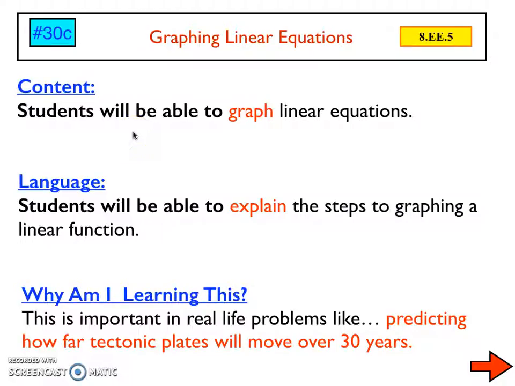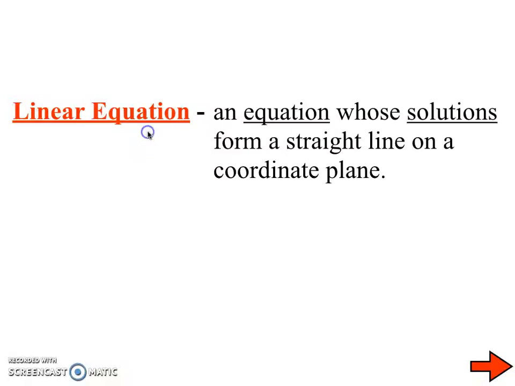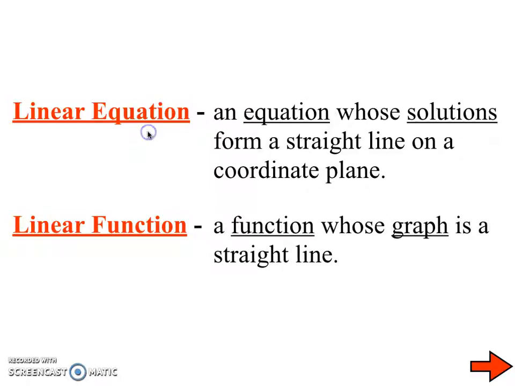Lesson 30C, we are graphing linear equations, and you're going to explain the steps of how to graph linear functions. So start with some vocabulary. We have linear equation. Go ahead and fill in the blanks on your notes. It's an equation whose solutions form a straight line on a coordinate plane. And a linear function is a function whose graph is a straight line.